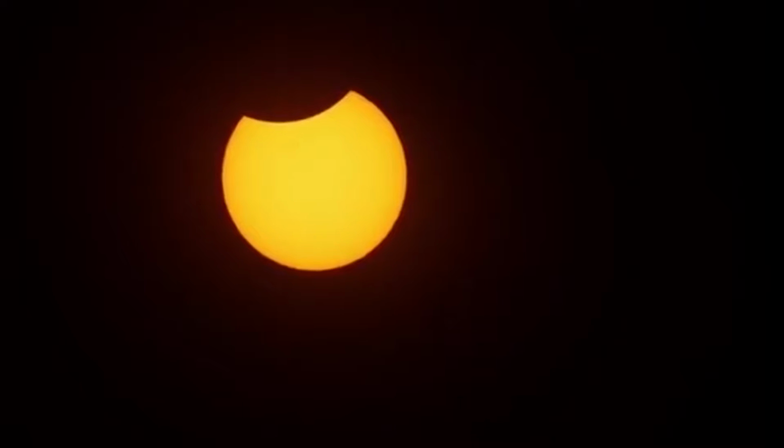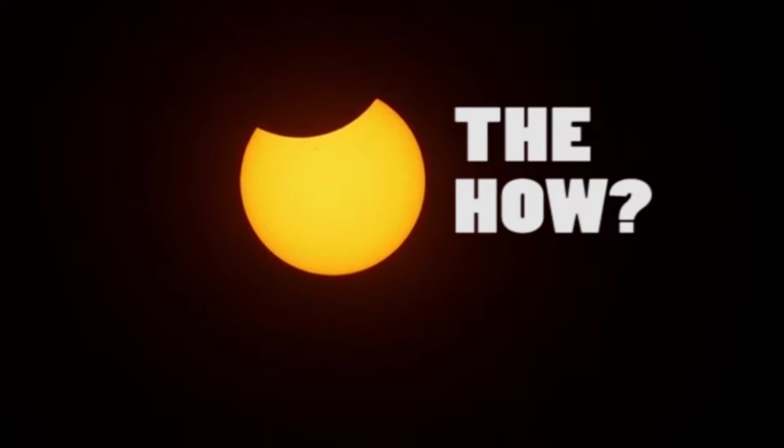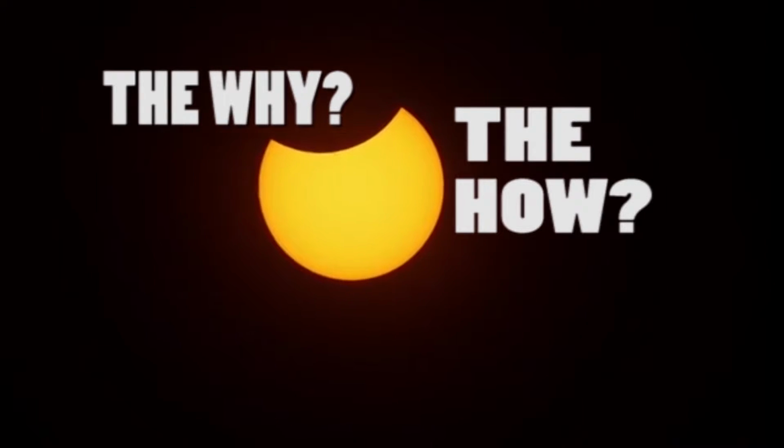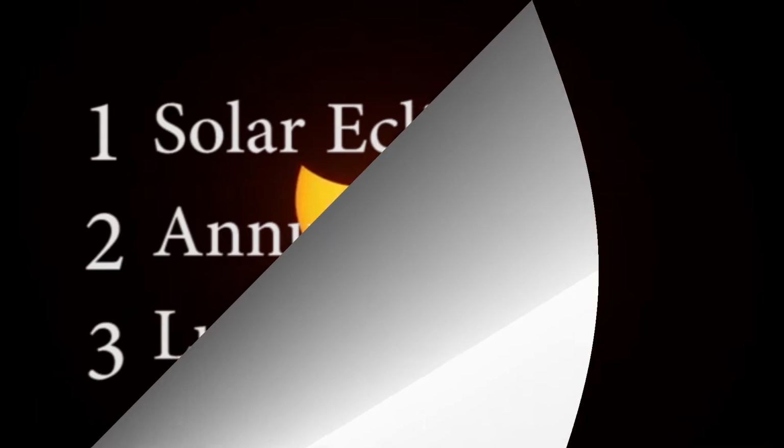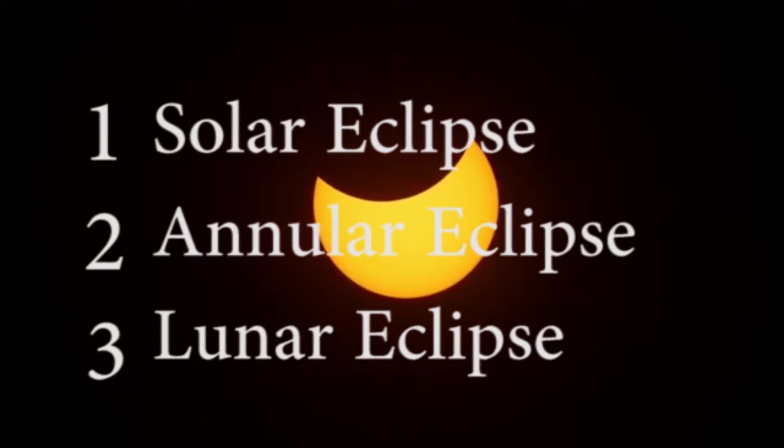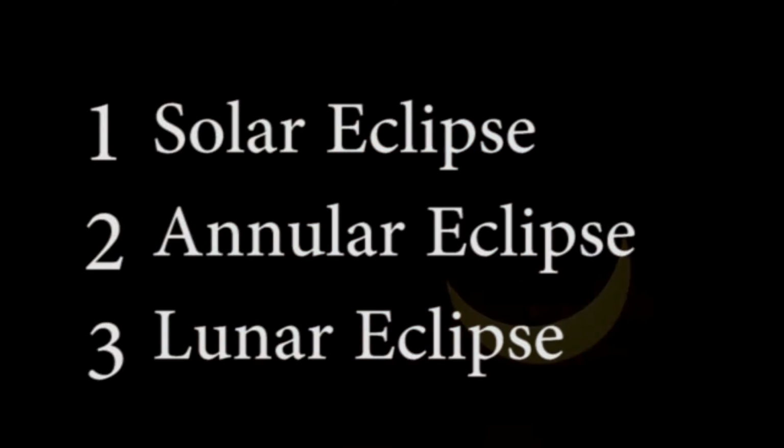Thanks to several hundred years of astronomical research, we now understand how and why eclipses take place. Eclipses can be classified in three categories: solar eclipses, annular eclipses, and lunar eclipses.